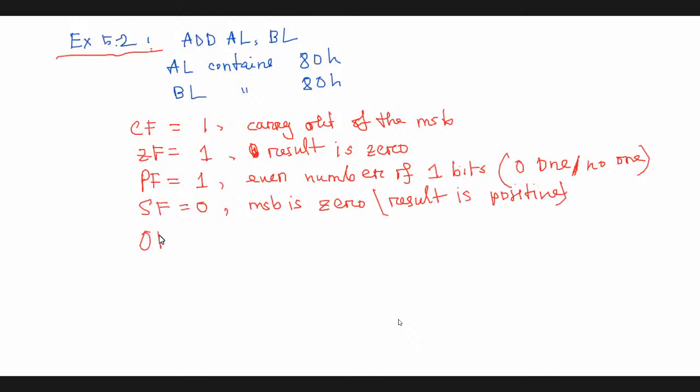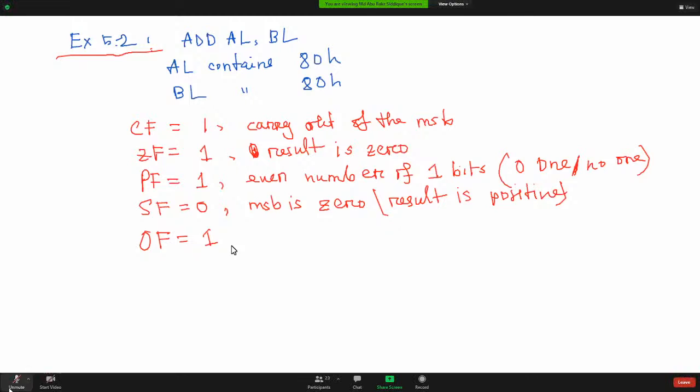Overflow flag OF equals 1, sir? Because same result. Oh, right, same result. And what is the decimal number of 80H? Sir, result is... what did you write? SF is equal to 0, sir. Result is positive. Oh, okay, alright.